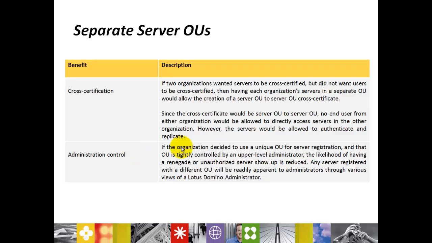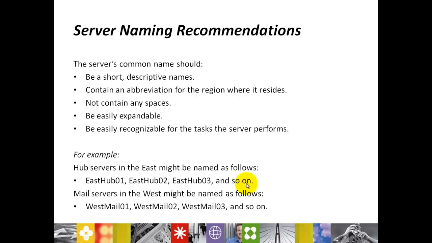Then administration control. If an organization decides to use a unique OU for server registration and that OU is tightly controlled by an upper level administrator, the likelihood of having a rogue, unauthorized server show up is reduced. Any server registered within a different OU will be readily apparent to administrators through various views of the Lotus Domino Administrator.